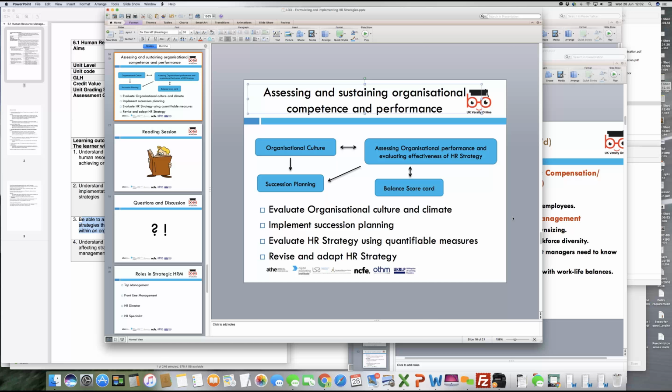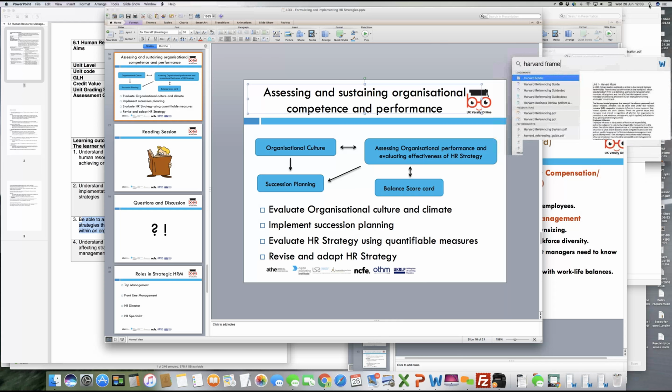Yes. So the implementation of the strategy is as important as devising the strategy. And that is where we get to see the Mintzberg model in particular, and also the Harvard framework, which basically takes care of all the stakeholders in particular within the organization.